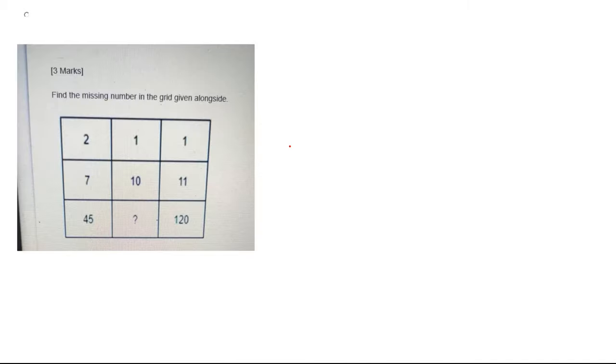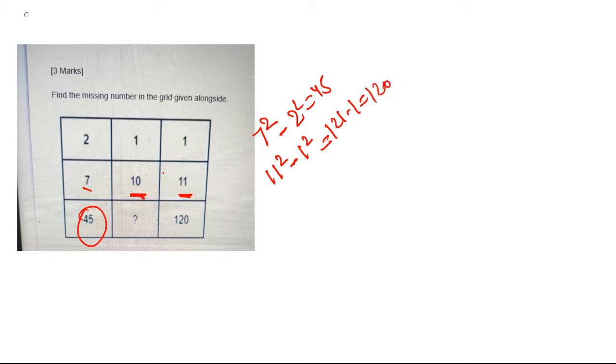Fine. So this is our next question. Let's see what we are doing here. So let's try to understand basically. If you see what we are doing, 7 ka square will be 49, minus 2 ka square, that will give you 45, that is this number. Similarly here, 11 ka square minus 1 ka square, 11 square is what? 121, 121 minus 1 will give you 120. So here also we'll be applying the same logic, that is 10 ka square minus 1 ka square, 100 minus 1 will give you 99. So here the correct answer will be 99.